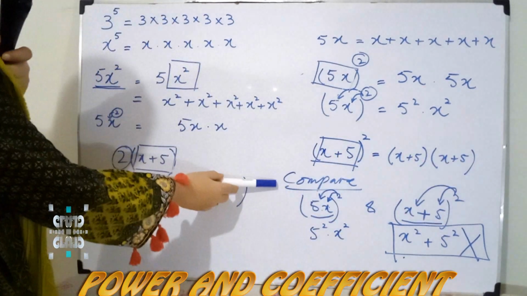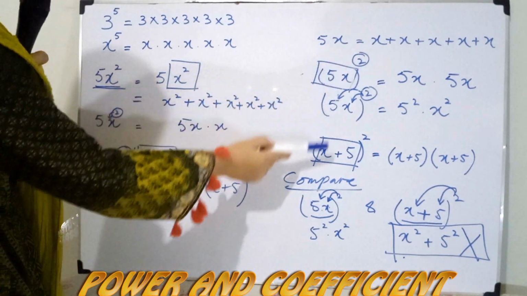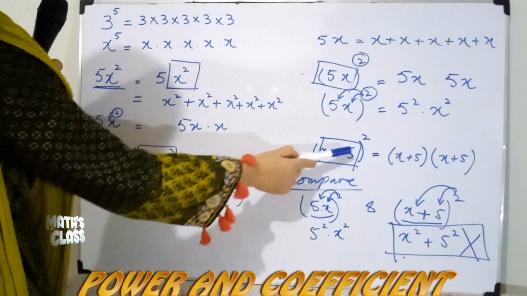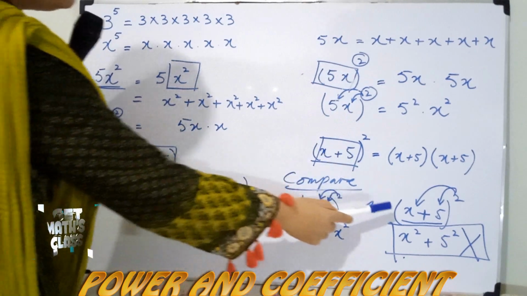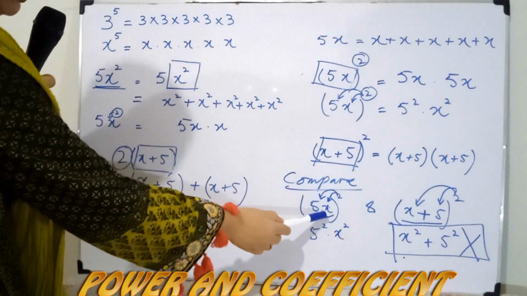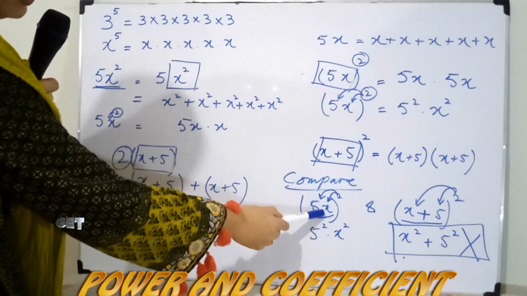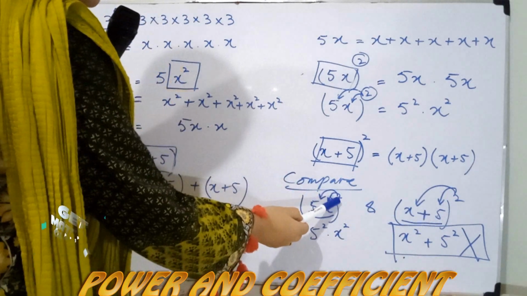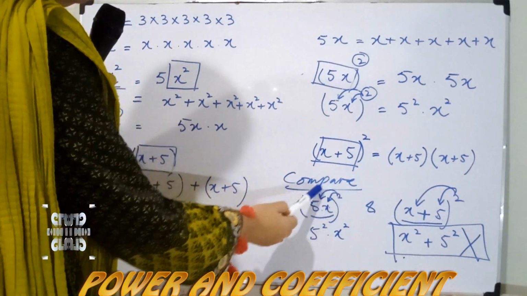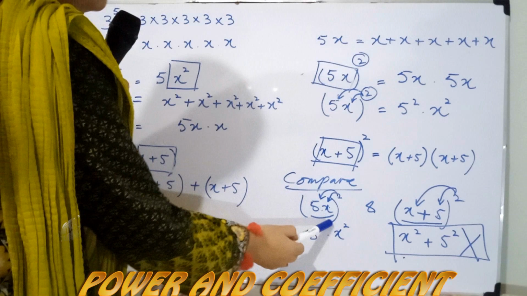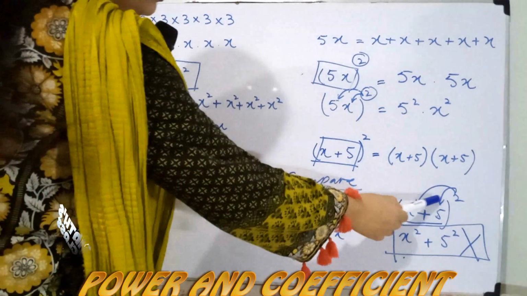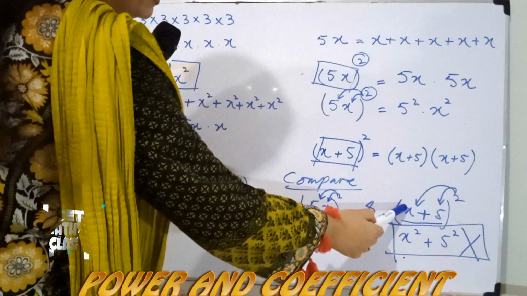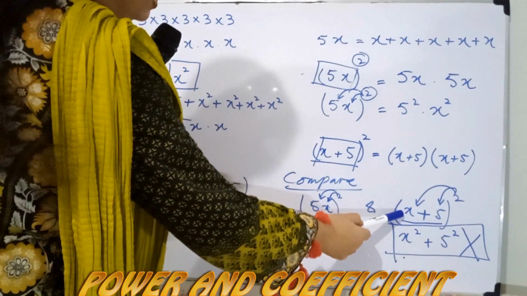But here a comparison between the number enclosed inside the bracket, 5x and x plus 5. Both have the power 2 outside the bracket. But inside the bracket here we have factors and inside the bracket here we have terms. Power is easily distributed on factors, 5 square and x square. But here power cannot be distributed on the terms easily. It will be further expanded by formula.